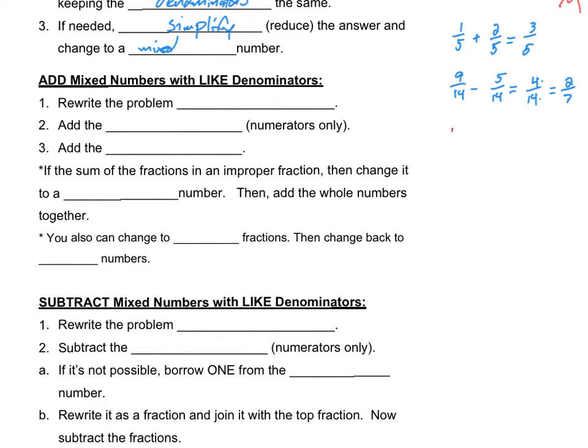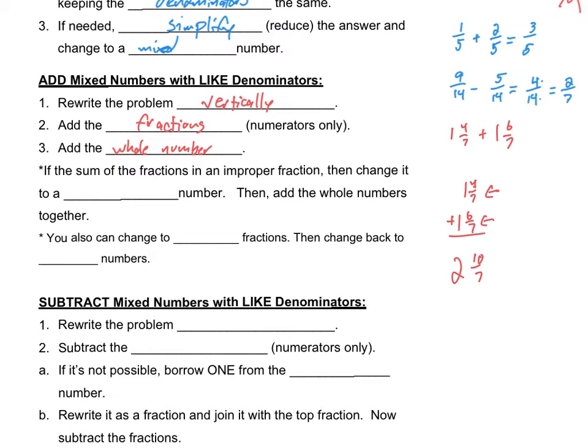So let's add 1 4/7 plus 1 6/7. When I rewrite it vertically, now we have it written vertically. First thing we do is add the fractions. So we're going to add 4/7 plus 6/7, which gives us 10/7. And then we're going to add the whole numbers. 1 plus 1 is 2.